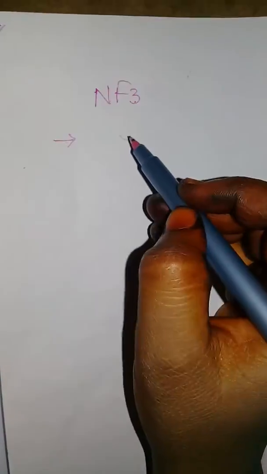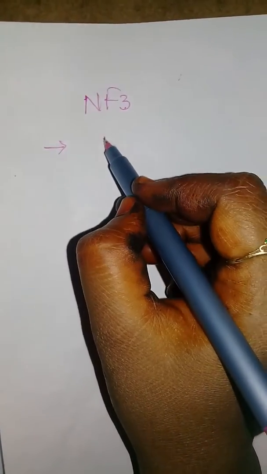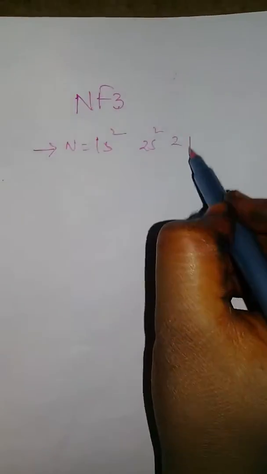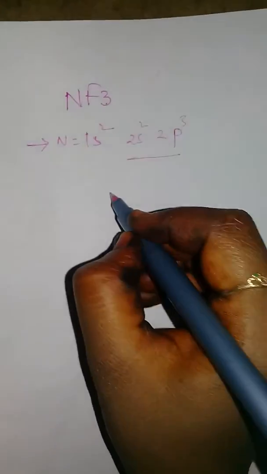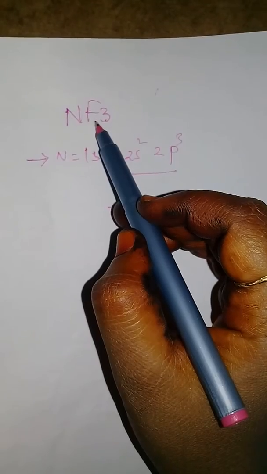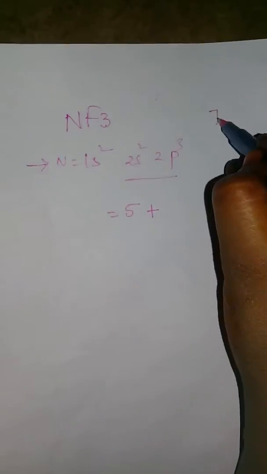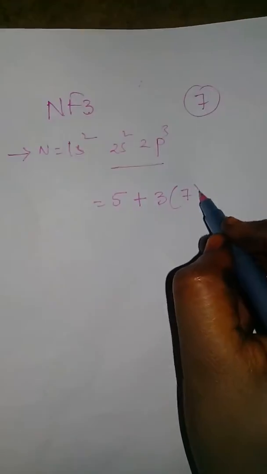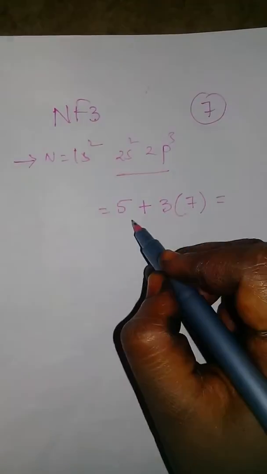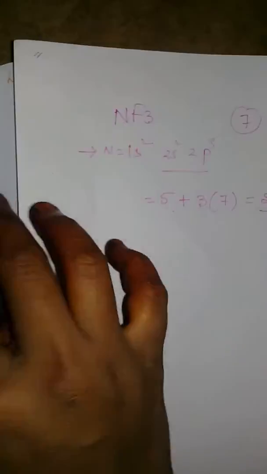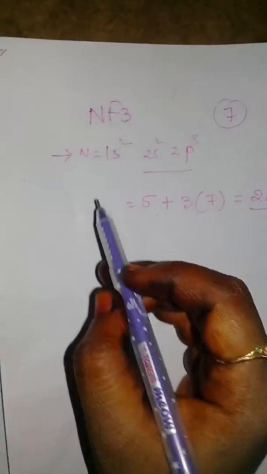See, what is the first rule? Count the number of valence electrons. Nitrogen is 1s2, 2s2, 2p3, which means 5 valence electrons, plus each fluorine has 7 valence electrons. 3 into 7, 3 sevens are 21, plus 5, so 26 valence electrons. This is the first rule.